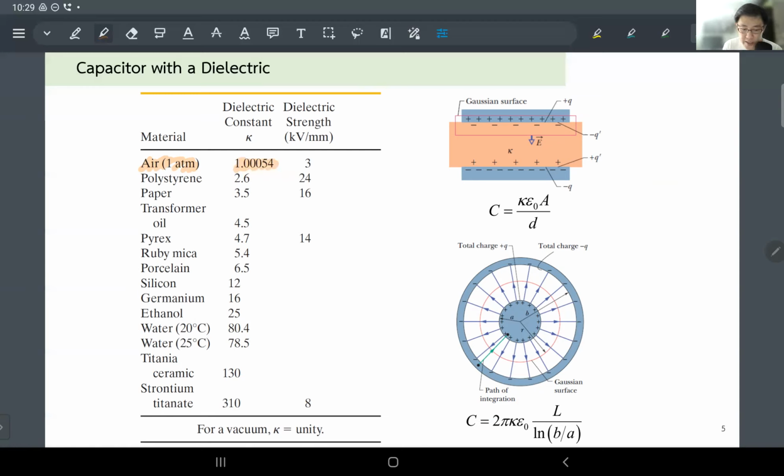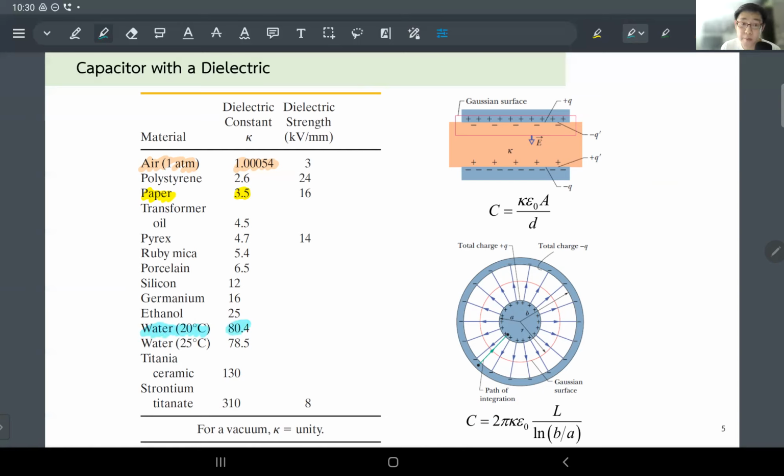Next one that is interesting is you look at the paper. Oh, paper is a little bit polar. So that means if you put paper in between your capacitor, you change something as well. And the dielectric constant is 3.5. Okay, what else is interesting? You can look at this. Water. Woo, water, nice. It's huge.